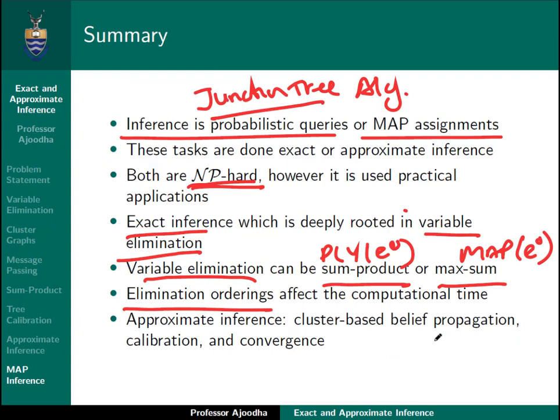And finally, the important things about approximate inference and exact inference are very much about how messages propagate, how they calibrate, and how they converge. So in exact inference, we just need to do an upward pass and a downward pass. In approximate inference, we need to keep trying these operations until we see convergence. And that's basically it on inference.